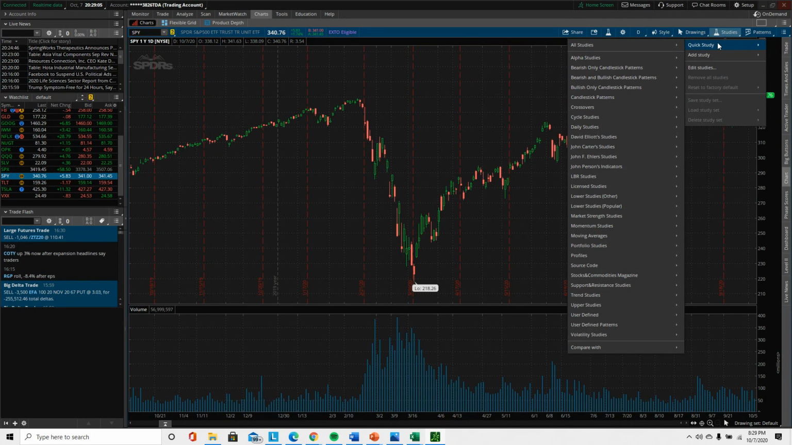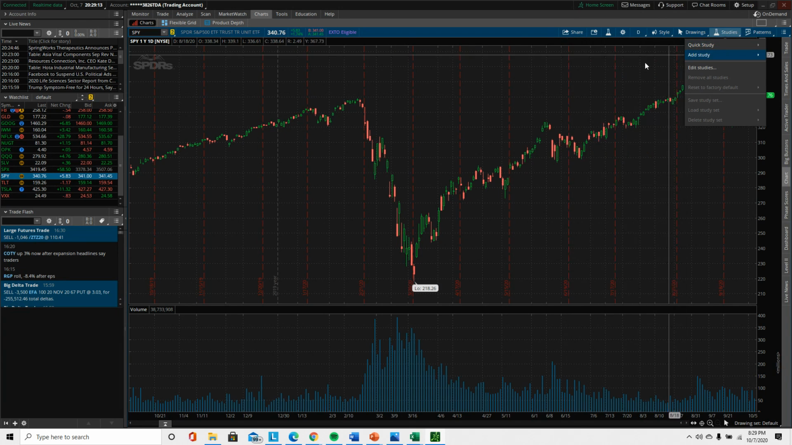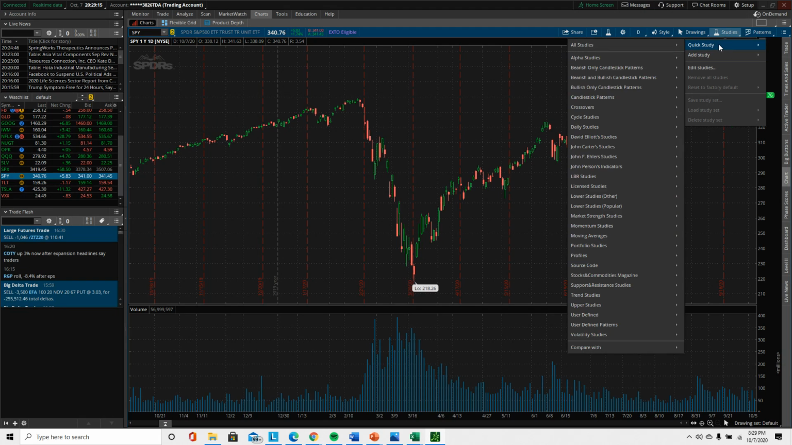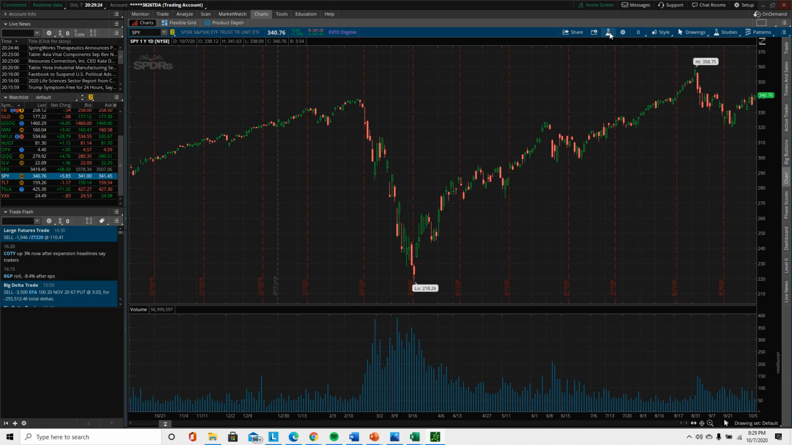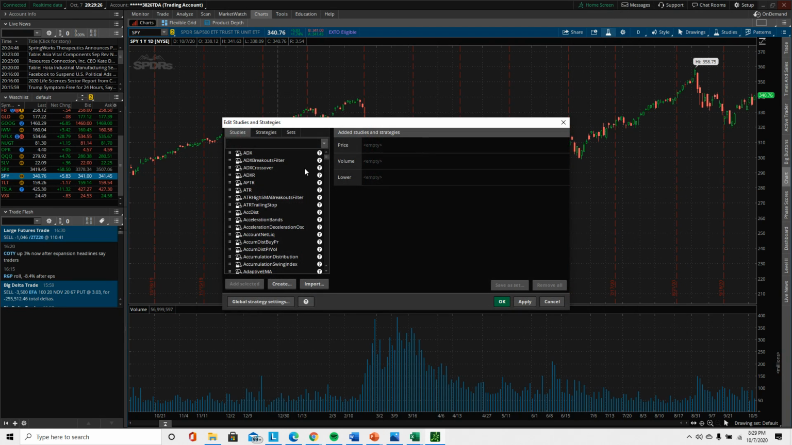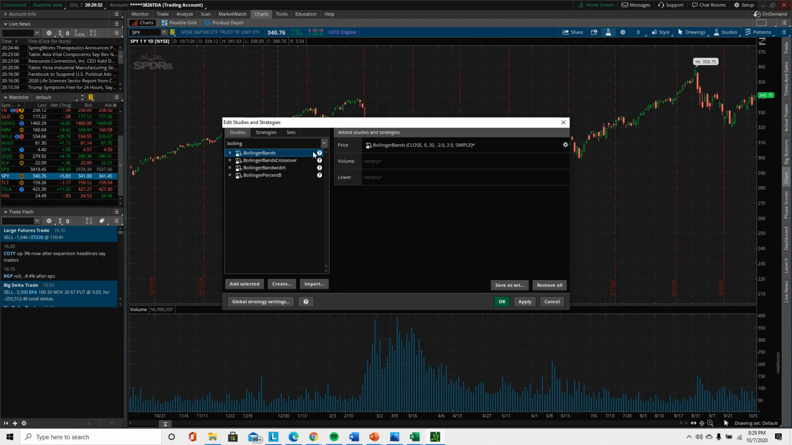We don't want to put too many studies in our chart because then it can become too busy and too hard to read. So we've had great success with these. You can go in individually and add them, or here's a shortcut. Click Edit Studies right here, type in Bollinger Band, and it automatically adds to the chart.